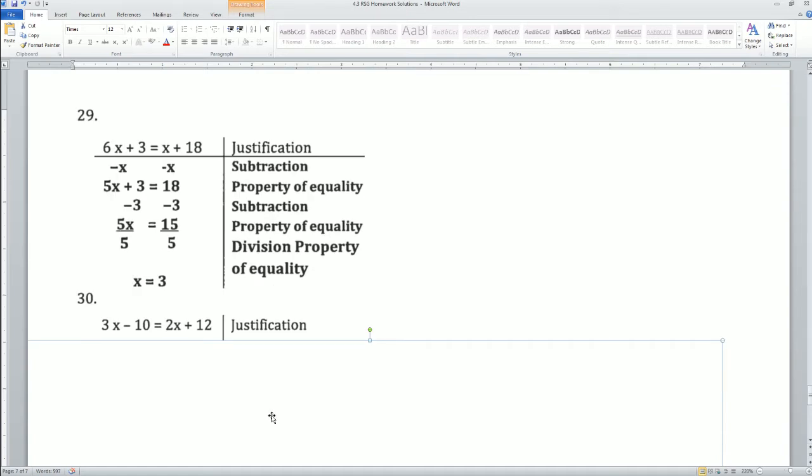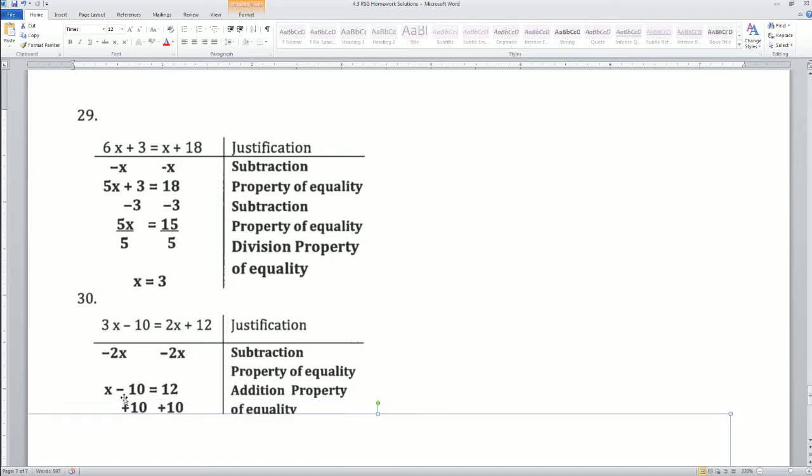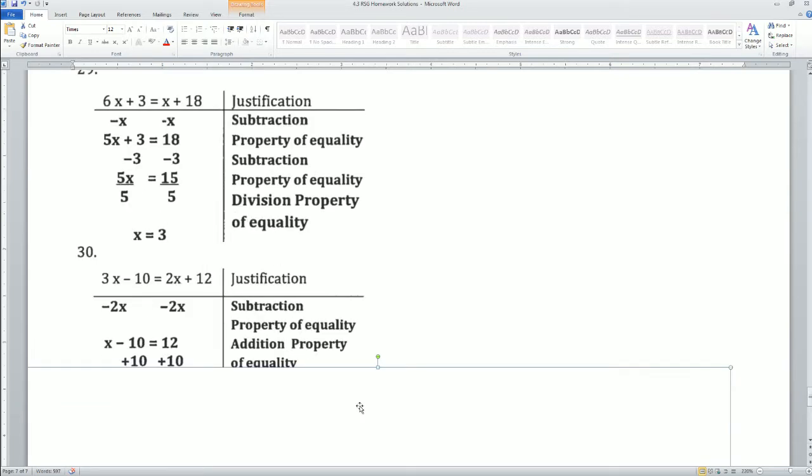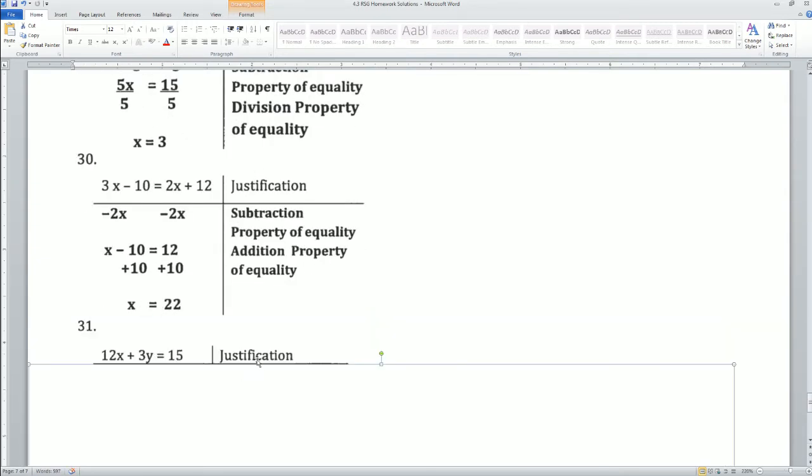Same step here, 3x minus 10 equals 2x plus 12. Subtract the 2x. Again, you're moving the variable first, the smallest variable. That is the subtraction property of the inequality. Now, to get rid of the minus 10, you add. That is your addition property of inequality. Then you get x equals 22.